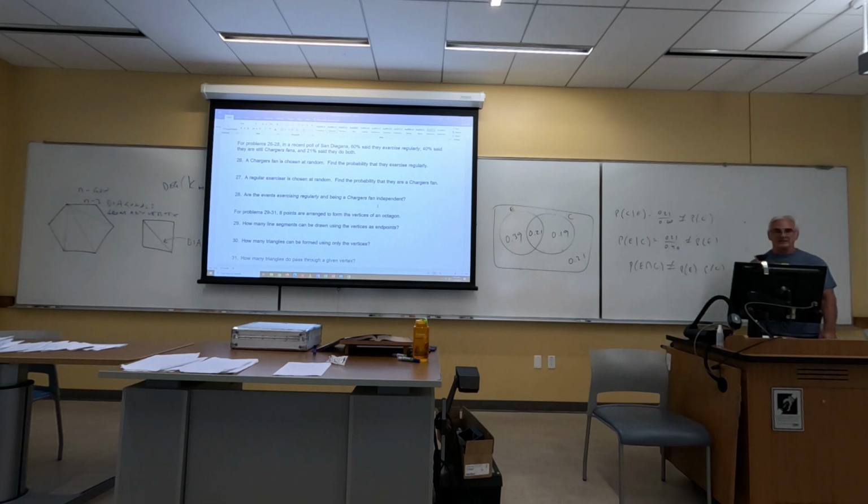After the first question, a Charger fan is chosen at random, find the probability they exercise regularly. This value here is what? 0.35? And the probability of being a Charger fan was 0.4. So this is not equal to the probability of being a Charger fan. So you're done right now, they're not independent.